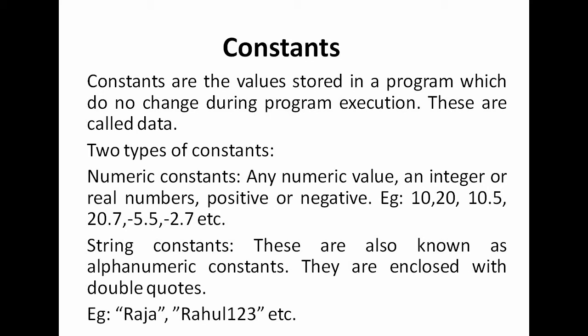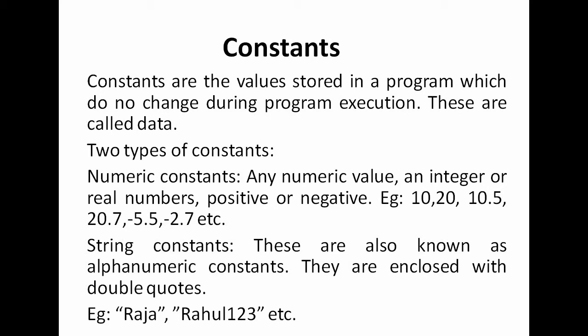On the other hand, we have Rahul 1, 2, 3. Here Rahul comprises alphabets, whereas 1, 2, 3 comprises numbers. So we have a combination of one particular name or one particular string. Rahul 1, 2, 3 is actually a string constant. It is a fixed value, so we call it a constant. So it comes under string constants. So constants are basically fixed values. They are stored in a program and do not change during our program execution. They are basically of two types. One is your numeric constant and the other is your string constant.